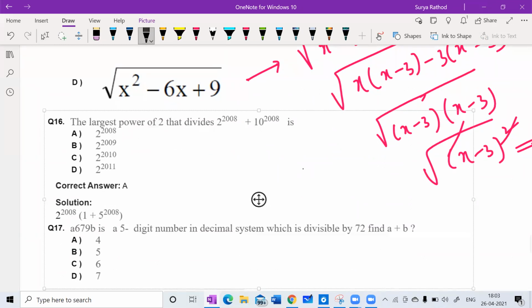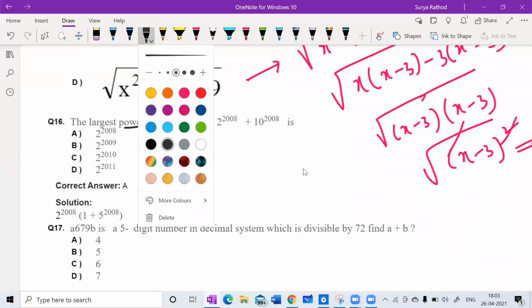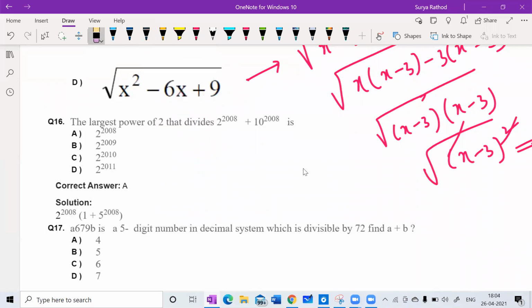The largest power of 2 that divides this one and this one. The largest power of 2 that divides this one. And how can we solve this? Any one of you? See here, how can I write this? Look at this here, please. One second. I can write 2 power 2008 as it is.